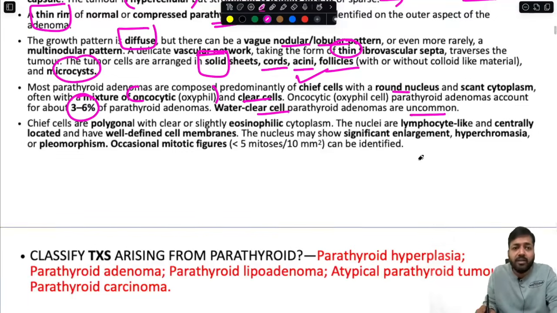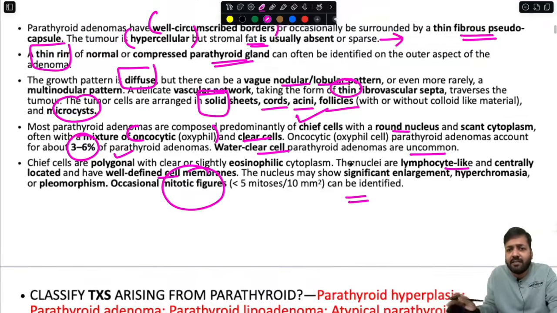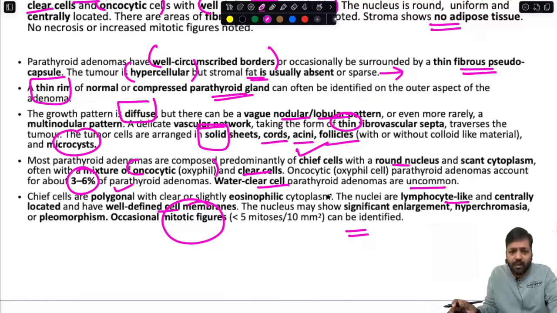Water clear cell parathyroid adenomas are uncommon. Now chief cells are polygonal with clear or slightly eosinophilic cytoplasm. The nuclei are lymphocyte-like and centrally located and have well defined cell membranes. The nucleus may show significant enlargement, hyperchromasia or pleomorphism. Occasional mitotic figures can be identified, but fewer than 5 per 10 square millimeters.